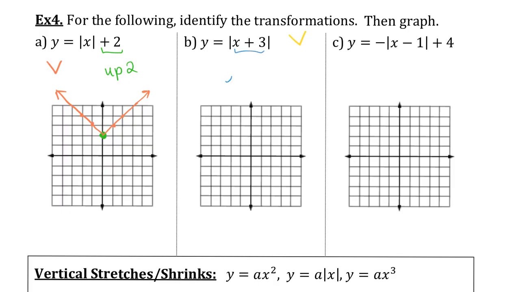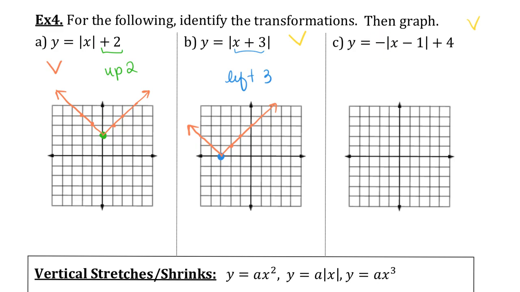This thing, left 3. So left 3, 1, 2, 3. Absolute value makes a V. It should be going through the corners unless otherwise indicated. There we go. Okay, let's look at one more. What's the parent function? Absolute value. Shape, V.